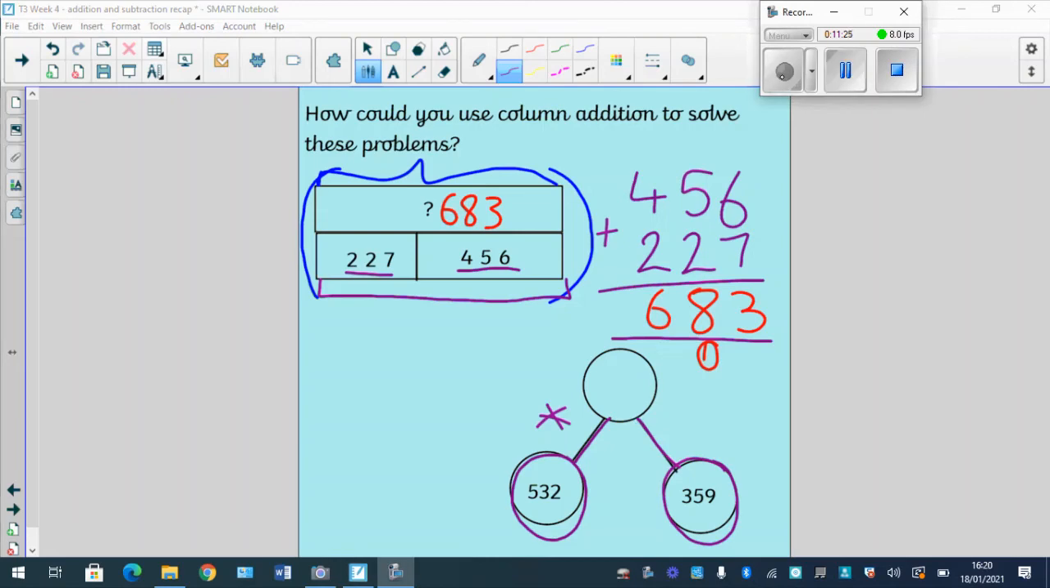How did you get on, children? Could you work it out? Was your answer 891? If it was, you're doing a brilliant job. Well done.